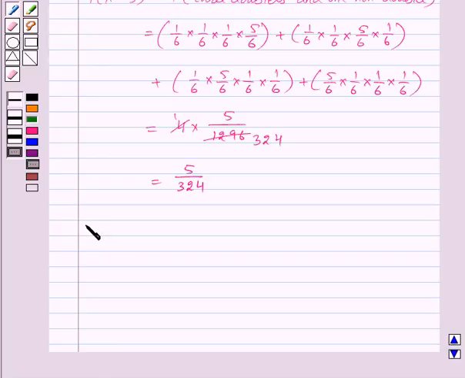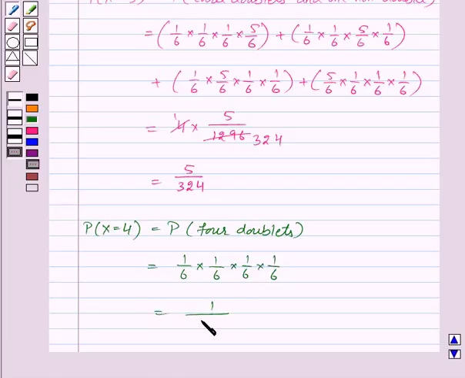Lastly, let us find out the probability when x is equal to 4, that is the probability of getting 4 doublets. And this will be equal to 1 by 6 into 1 by 6 into 1 by 6 into 1 by 6, which will be equal to 1 upon 1296.